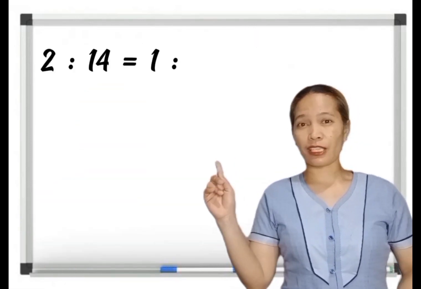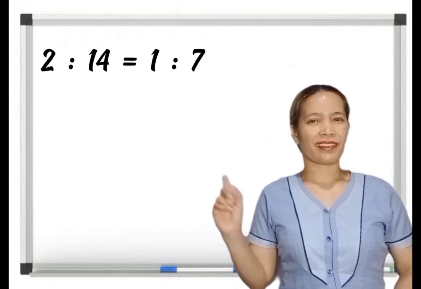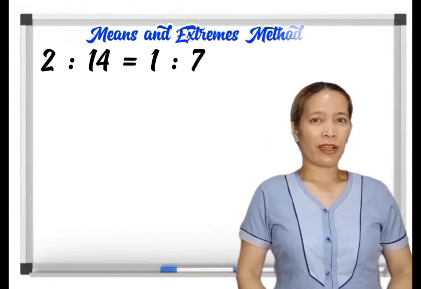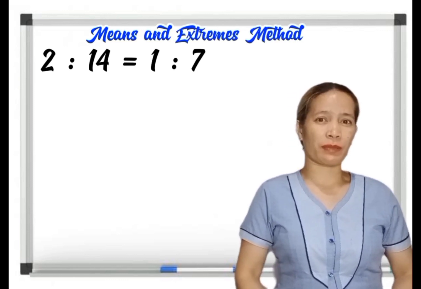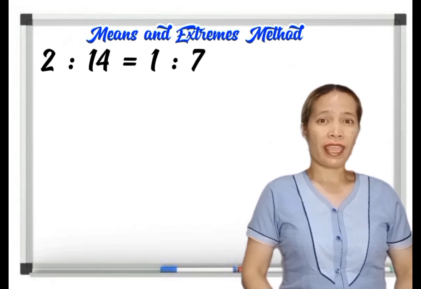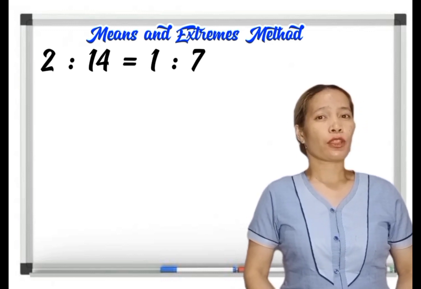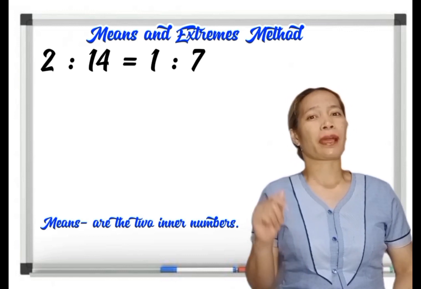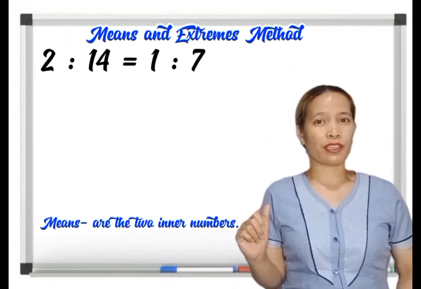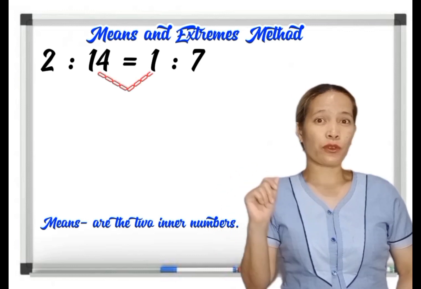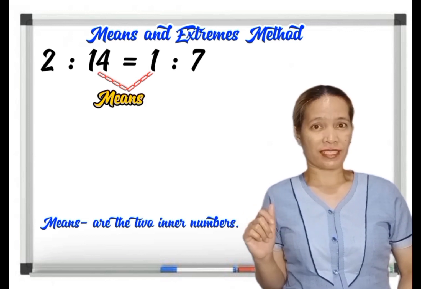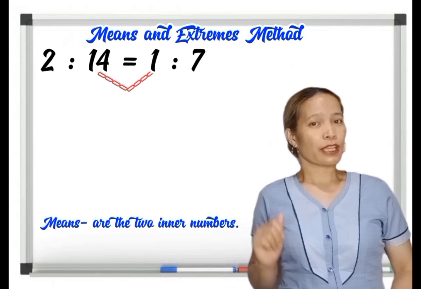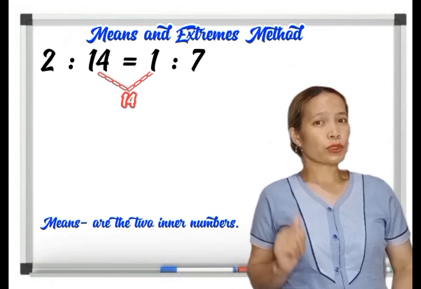Okay? Now, let's go to number 3. 2 is to 14 is equal to 1 is to 7. Okay. Now, we are going to use the means and extremes method. Okay, now what do we mean by means and extremes? Ano po bang ibig sabihin ng means and extremes? So when we say means, those are the two inner numbers. Yun po yung dalawang number na nasa loob. Okay, so yun po yung 14 at saka yung 1. Those are the means. So we are going to multiply 14 times 1. The answer is 14.